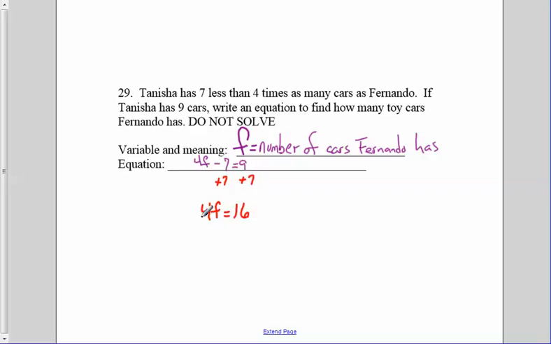I see multiplication now, so I do the opposite. That means I'm going to divide by 4. 16 divided by 4. The 4 cancels out here, so I'm isolating the variable, leaving F. And 16 divided by 4 is 4. So in the end, the question is saying, how many toy cars does Fernando have? We'd say that Fernando has 4 toy cars.